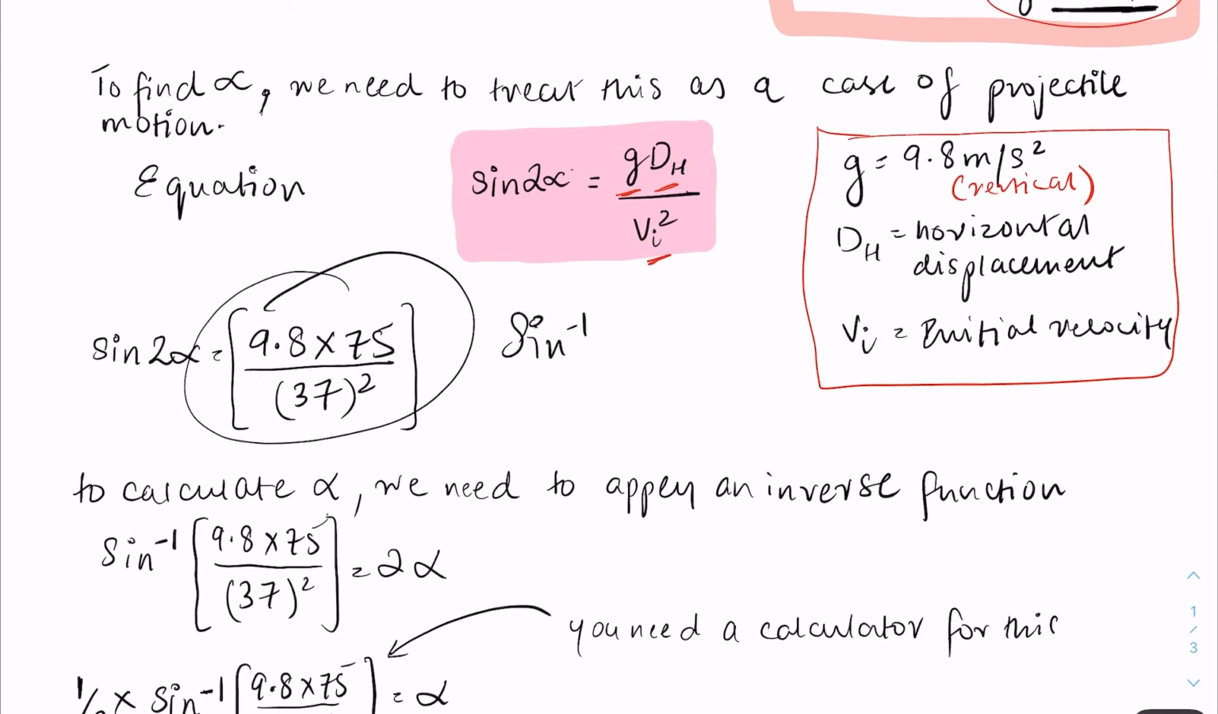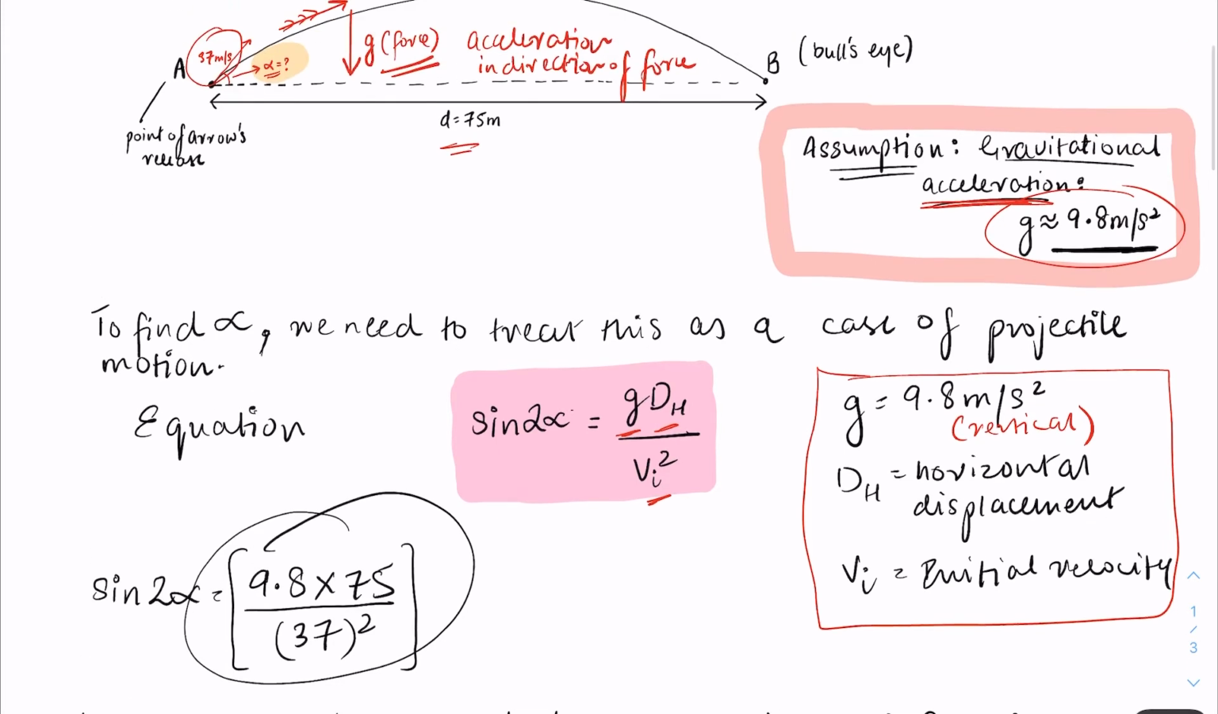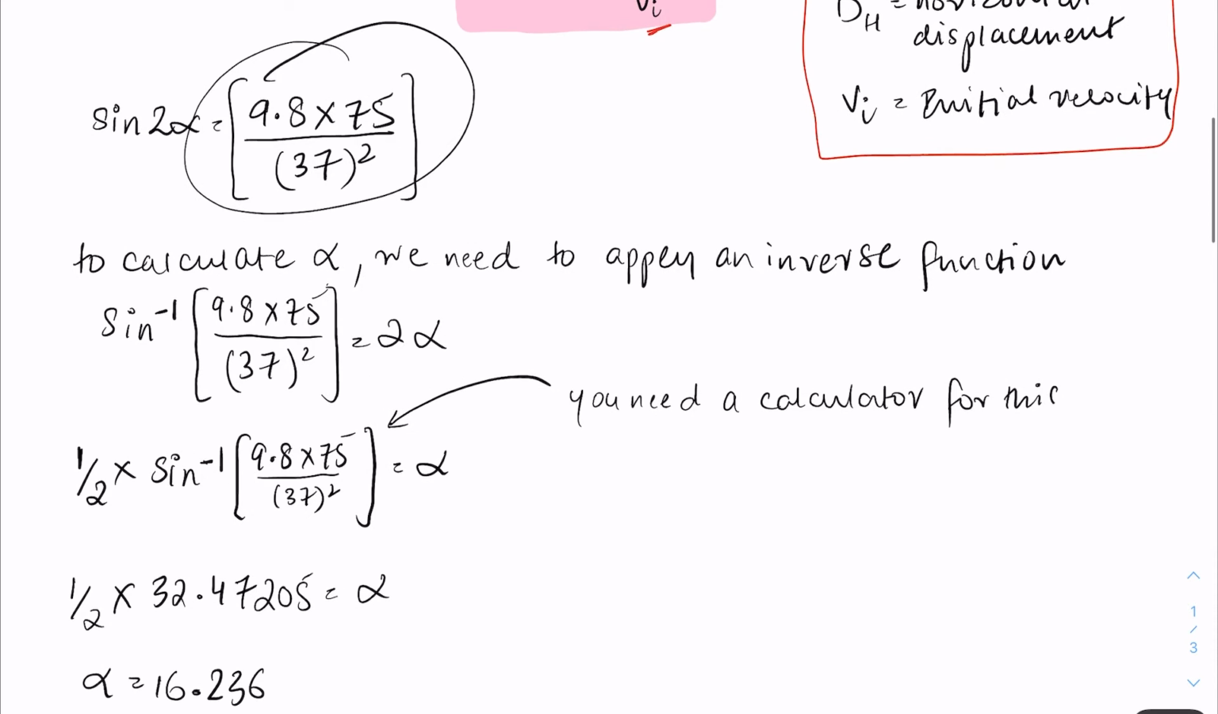We know that sine 2 alpha equals g, which is 9.8, as we made the assumption here, multiplied by d_H. We know that d_H, the horizontal displacement, is 75 meters. So 75 meters, and that's divided by the square of the initial velocity. We know that the initial velocity is 37 meters per second. Okay, so we have this expression, right? Let's simplify it.